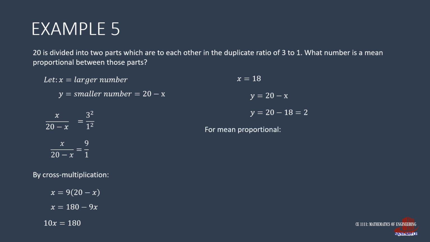For the mean proportional, the numbers are written as 18 is to m, as m is to 2. In fractional form, we get 18 over m as m over 2. Again, by cross multiplication, we have m squared is equal to 2 times 18. Take the root of each side and have m as 6.